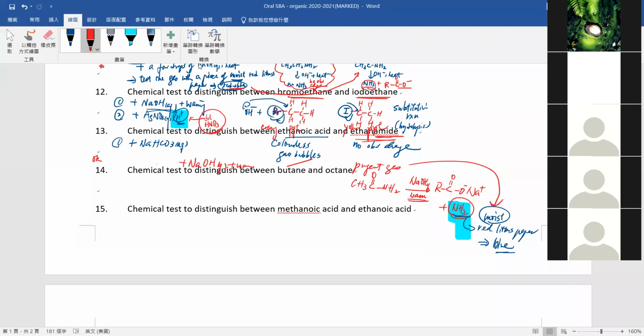Now let's do it together. If I add acid to it, so what will happen? So we'll get CH3, C double bond O, OH plus what? Yep, this time it is NH4 plus. So these two chemicals are not so obvious, right? It will not give you any obvious observable change.